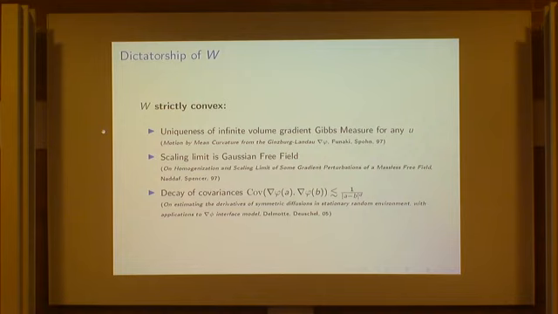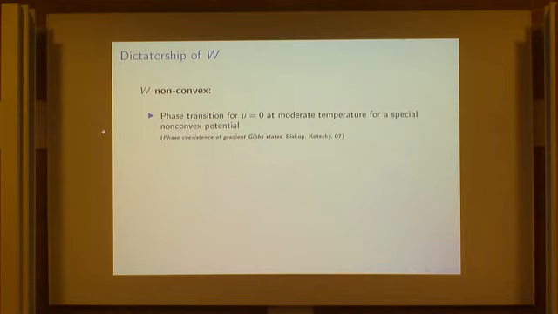Okay, so one now can think about what happens when W is not convex, but any non-convex potential or non-convex perturbation of something convex. And I just chose a few results in this case. The first one is by Biskup and Kotecky in 2007, where they showed that for a special non-convex potential, or for a class of non-convex potentials, there's indeed a phase transition at some moderate temperature at 0 tilt. So there really something happens in this non-convex case.